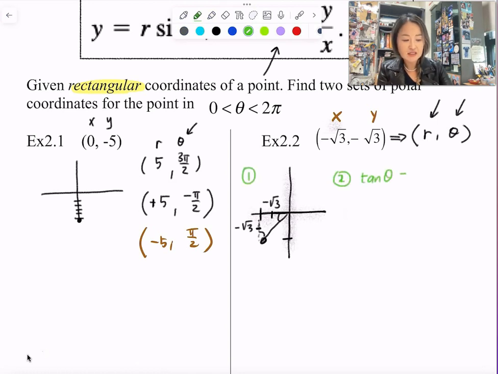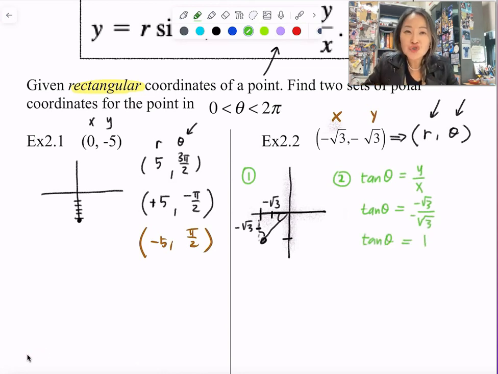Tangent of theta is equal to y over x, which means I'll be able to figure out the angle right now. So tangent of theta, where is it? Negative root 3 over 3 over negative root 3 over 3, which means tangent theta is equal to positive 1. Ask yourself, where is tangent theta positive 1? That means I went right and up, or down, left and down. That means it's going to be pi over 4, or 5 pi over 4.